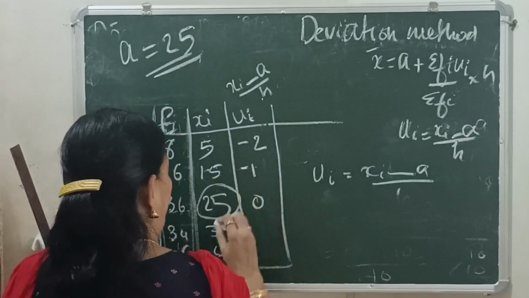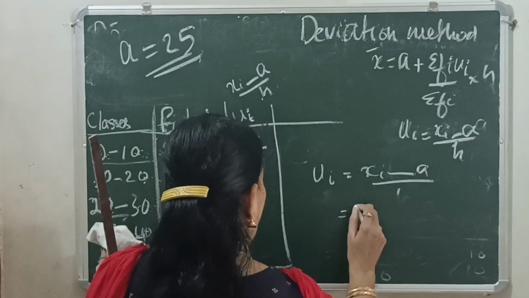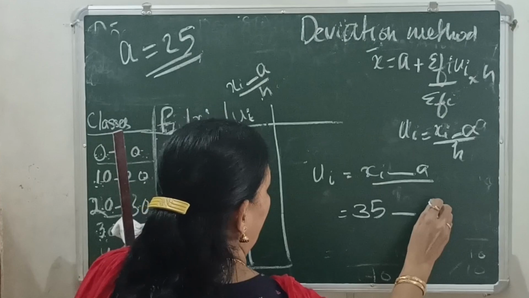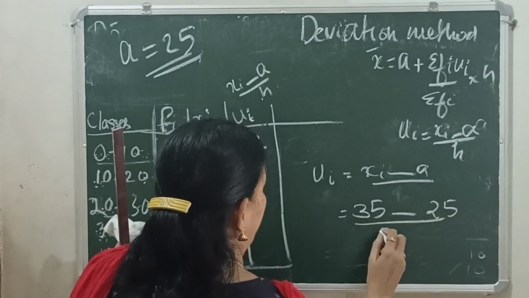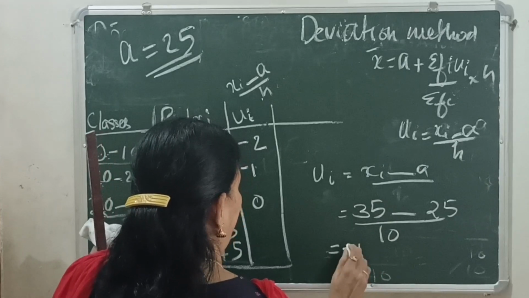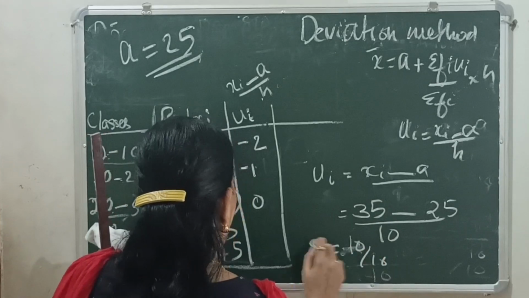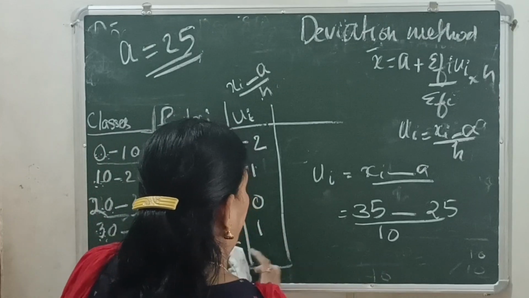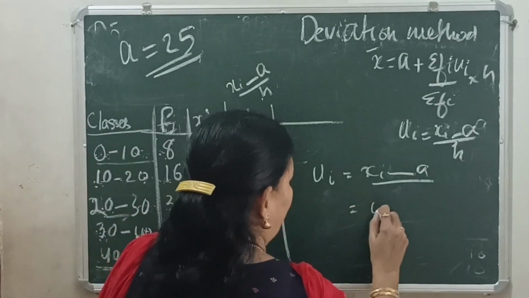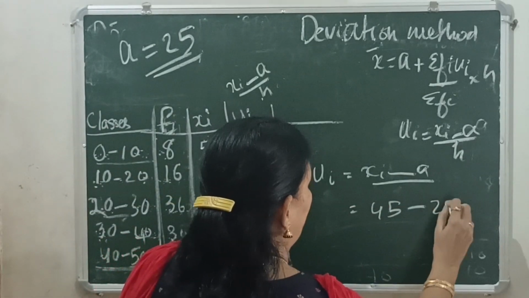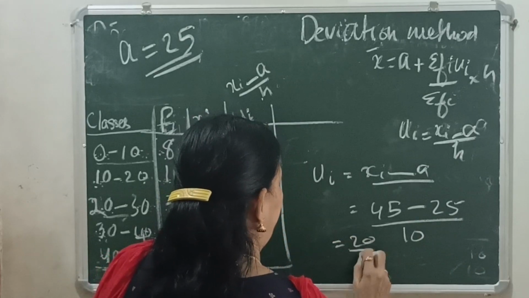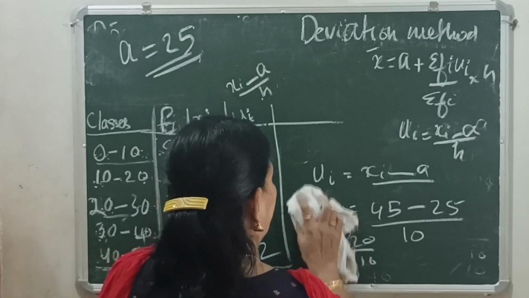Then 0 value. Next xi value is 35. 35 minus assumed mean 25 divided by class width, that is 10 divided by 10, that is 1. Next xi value is 45. It is 45 minus assumed mean 25 divided by class width, that is 20 by 10, that's equal to 2.